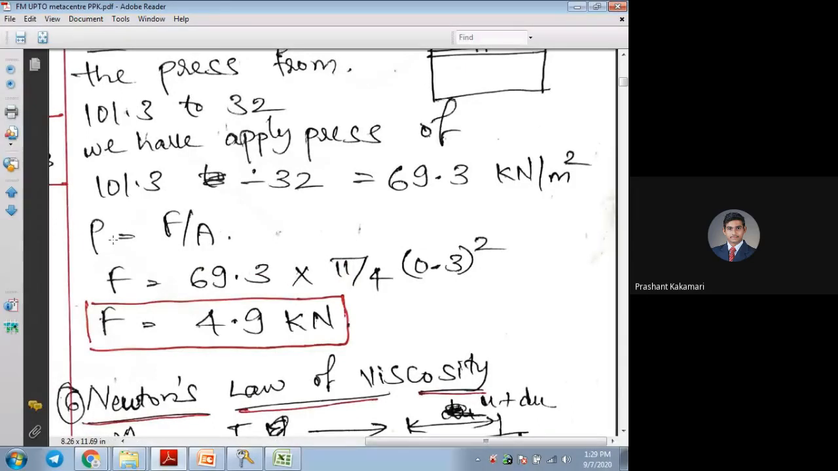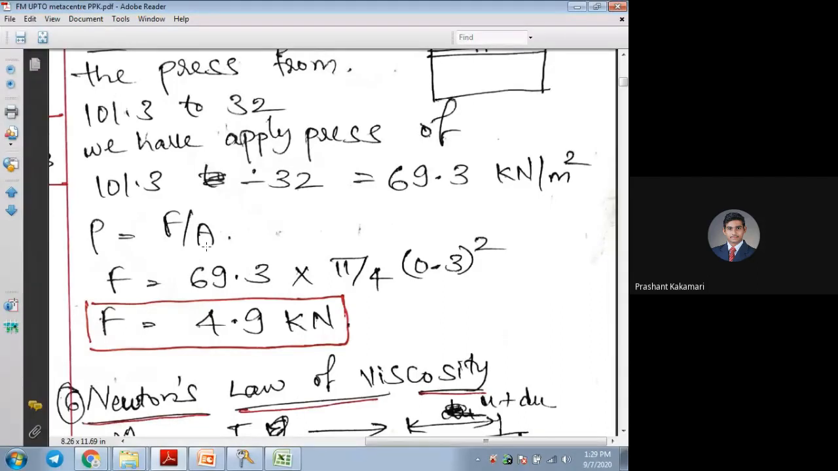So pressure, as I told you earlier, is force per unit area. I have written here force per unit area. Now in this relation P equal to F by A, we need to find out force. What you have to do? Force equal to pressure into area.